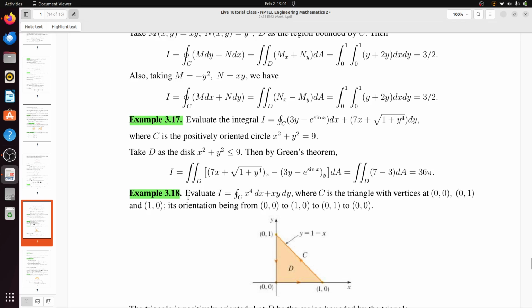Okay. So try Example 3.18. Just try Example 3.18. Simply you need to identify, remember just one formula. If you have M dx plus N dy, you need to do just surface integration of del N del x minus del M del y.